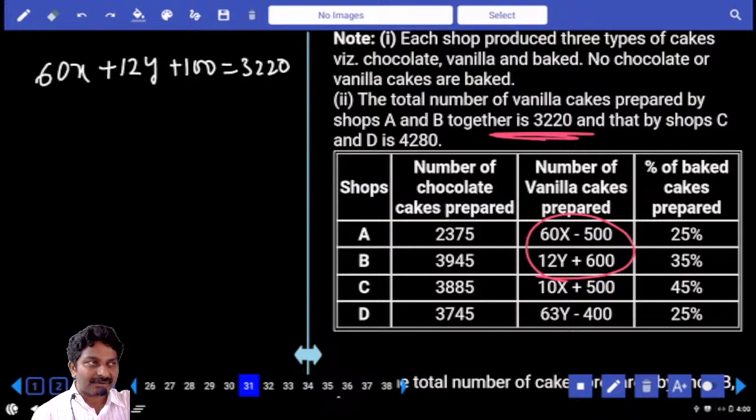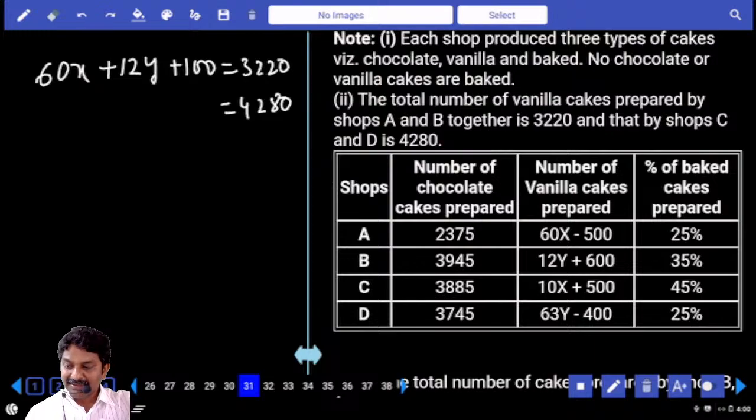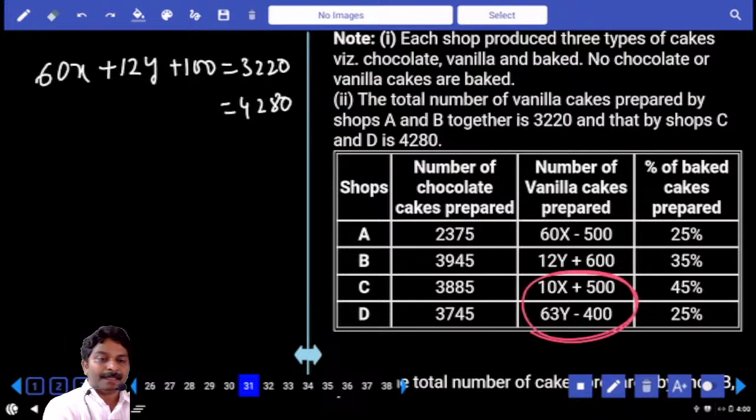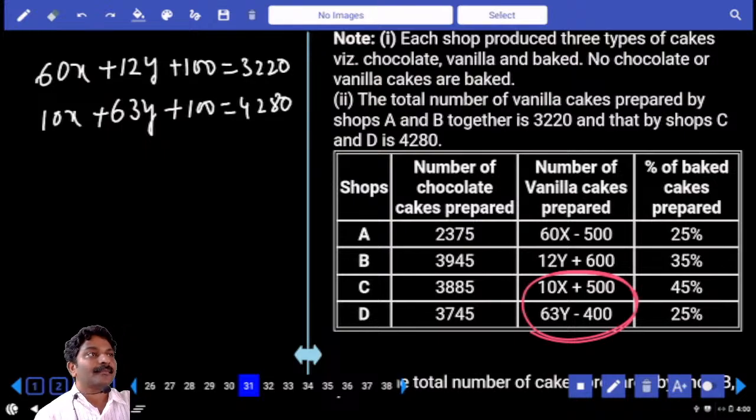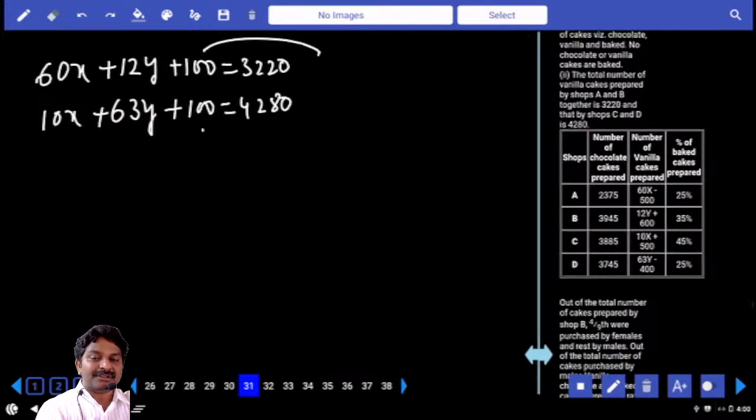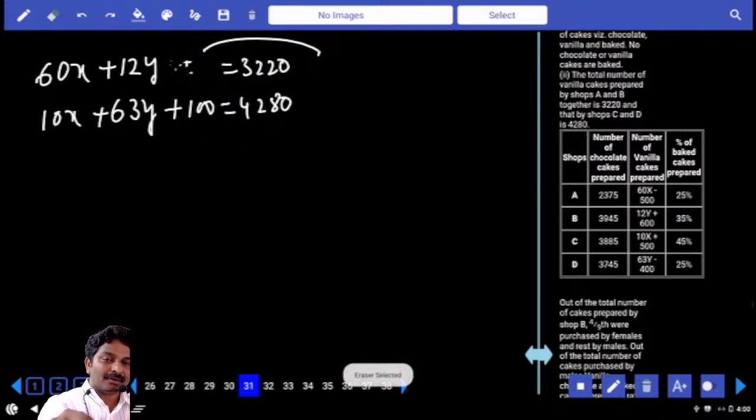In the second note, 4280, this is vanilla cakes prepared by shops C and D. C and D means the sum of these two numbers: 10x plus 63y plus 100. If you take 100 to the other side, subtract 100, we can directly write the numbers here: 3120, 4180. Yes or no? Right.